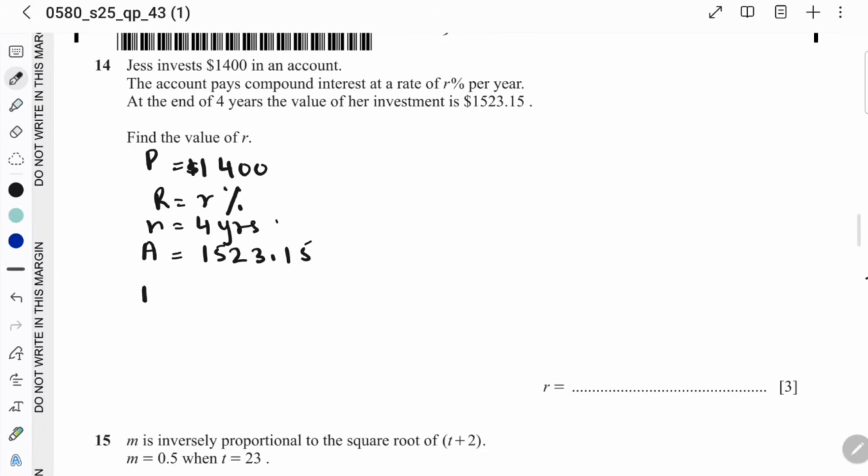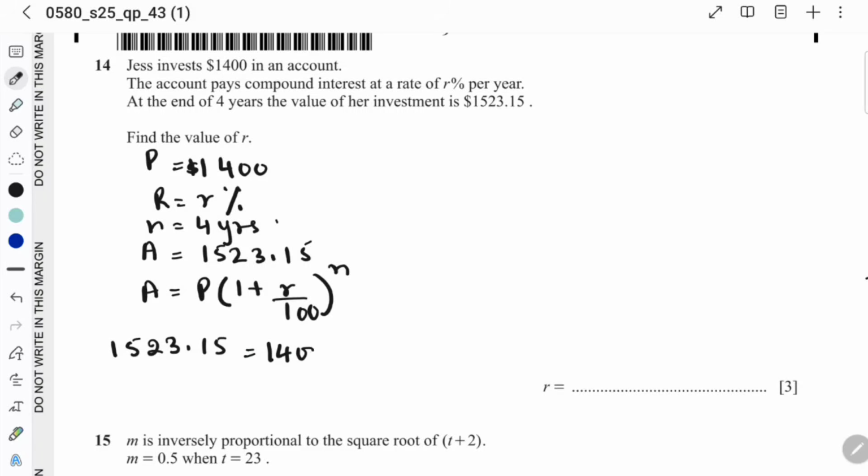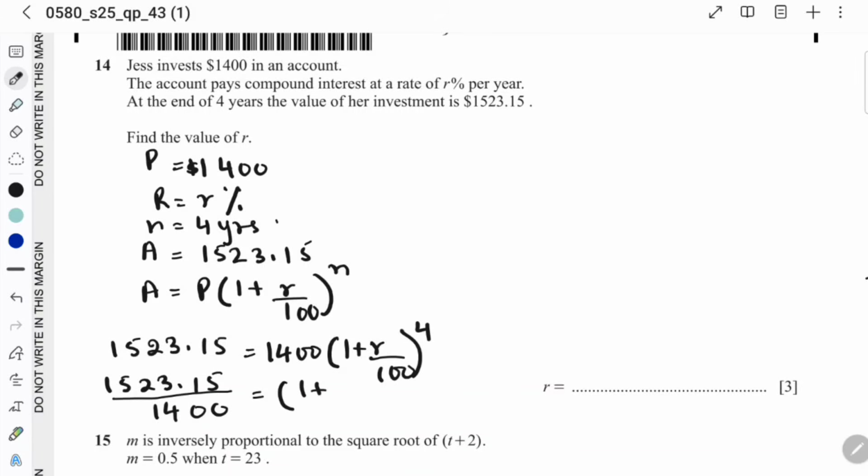Okay, the compound interest formula is amount is equal to P times 1 plus R over 100 to the power of n. So the amount is 1,523.15. Leave some space. Amount is equal to 1,523.15. P is 1,400 times 1 plus R upon 100 to the power of 4. So now 1,523.15 divided by 1,400 is equal to 1 plus R upon 100 to the power of 4.